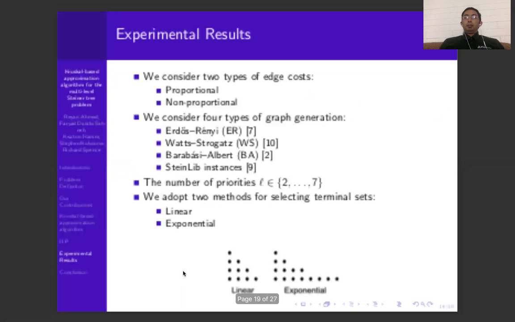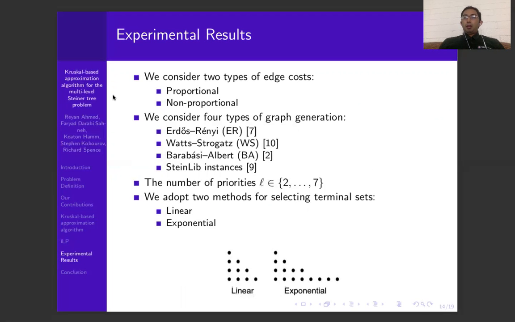Now we discuss the experimental results. We first discuss the experimental setup. We consider two types of edge costs, proportional and non-proportional. We consider four types of graph generation: the Erdős-Rényi graph generation model, the Watts-Strogatz model, the Barabási-Albert model, and finally the SteinLib instances.